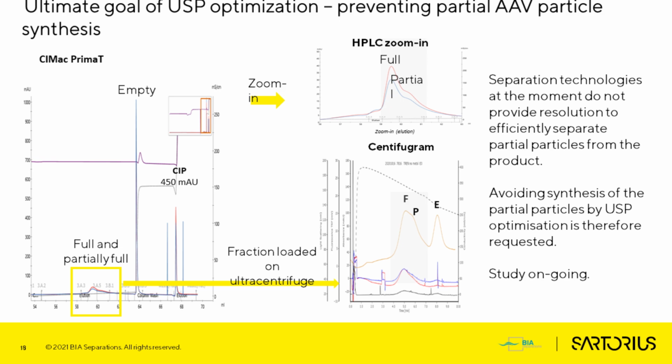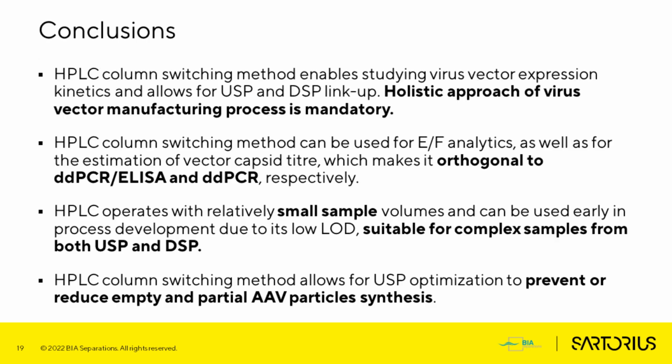Now, this is a rather complex slide, so I will only go to the top right part of it, which says HPLC zoom in. So on this particular one, you can see that using this method, you can notice not only full and empties, but also partials, which show up as a shoulder to full particles. We think that these could be partially full capsids that can contain various lengths of DNA inside. The further investigation is ongoing.